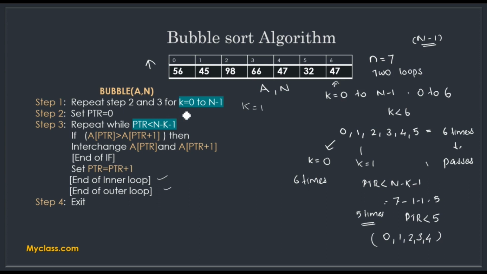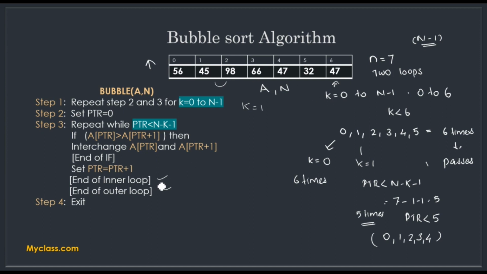Okay, so repeat steps 2 and 3 for k equal to 0 to n minus 1. In each iteration of the outer loop, we set PTR equal to 0, then repeat another loop, that is PTR less than n minus k minus 1, and we check each adjacent pair like a of PTR greater than a of PTR plus 1, then we interchange, otherwise we do nothing. Then we increment the PTR value, then we compare another two adjacent elements. Like that we are doing.